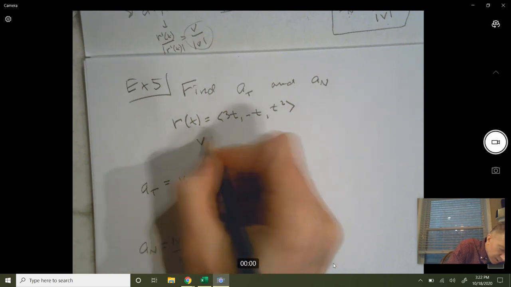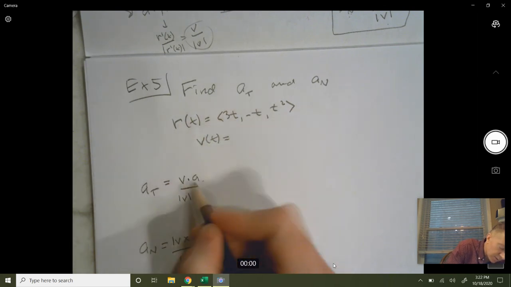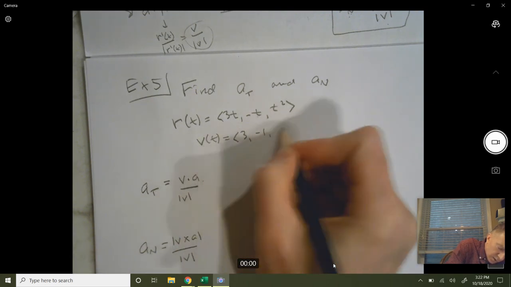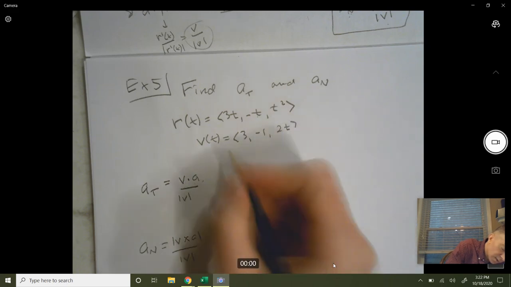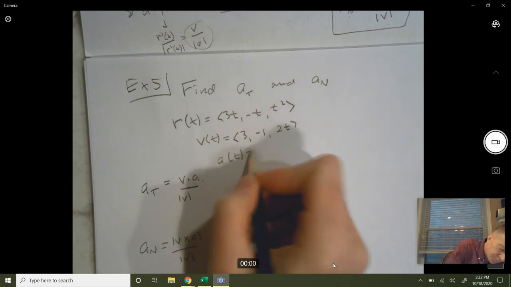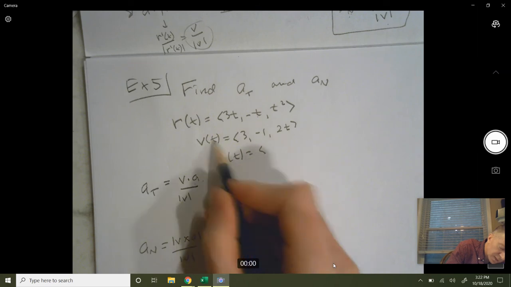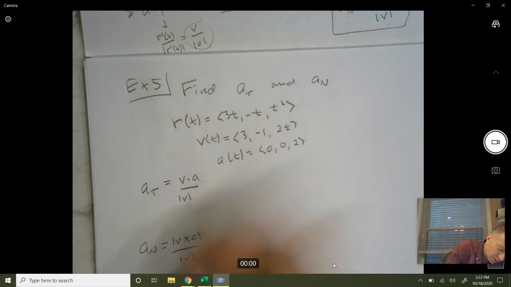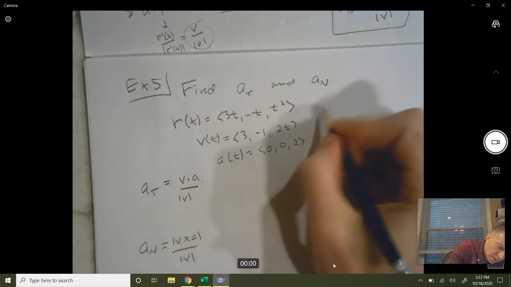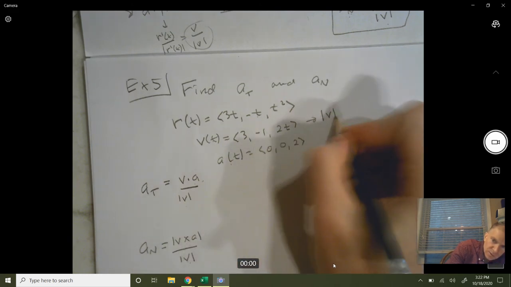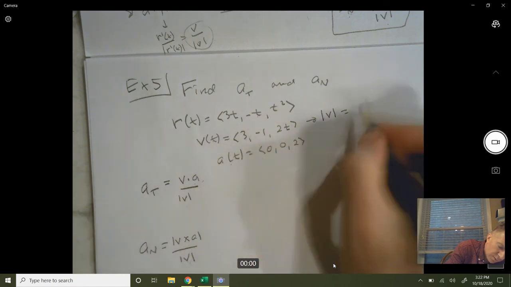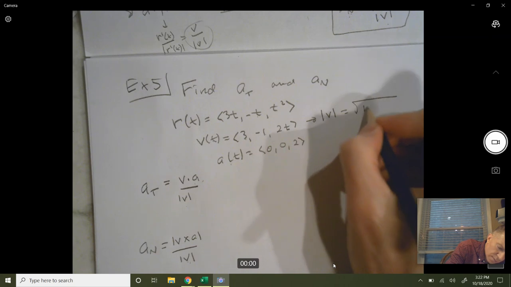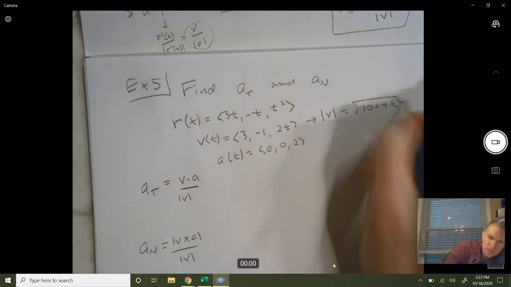Okay, so to find these, we need to find the velocity and the acceleration vector. The velocity vector is the derivative of the position vector. So we're going to get 3, negative 1, 2t. The acceleration vector is going to be the derivative of the velocity vector with respect to t. So 0, 0, 2. We also need the magnitude of v. So the magnitude of v is going to be equal to the square root of 9 plus 1 plus 4t squared. So 10 plus 4t squared, square root.